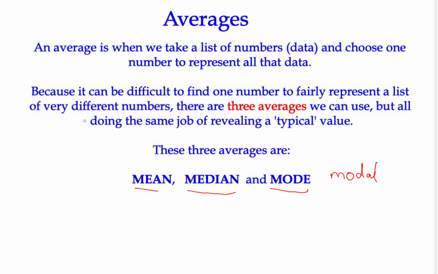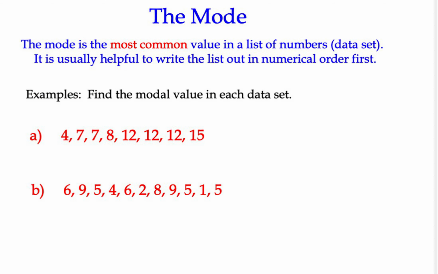Okay, so we're going to have a look at a couple of these just now. The first that we are going to look at is the mode. It's actually usually the easiest one to find. Doesn't involve any calculations. The mode is the most common or most frequent value in a list of numbers. It's helpful, it's not necessary to write them out in order. You may be able to spot quite clearly from a list which one is the most common, but it's always good to check by writing them out in order.